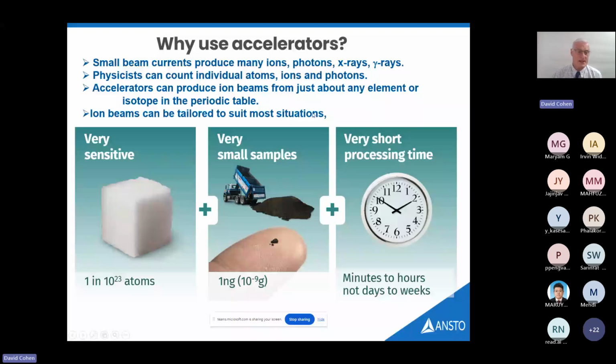So there's three basic techniques. They're very sensitive. I've already mentioned here, but AMS can do isotopic ratios to 1 part in 10 to the 15. You've got 10 to the 23 atoms in a cubic centimetre. Very small samples. We don't need truckloads of samples. We can work with nanograms of sample. And the very short irradiation times with the ion beams, it's just a few minutes. We don't have days or weeks, and it's basically non-destructive.